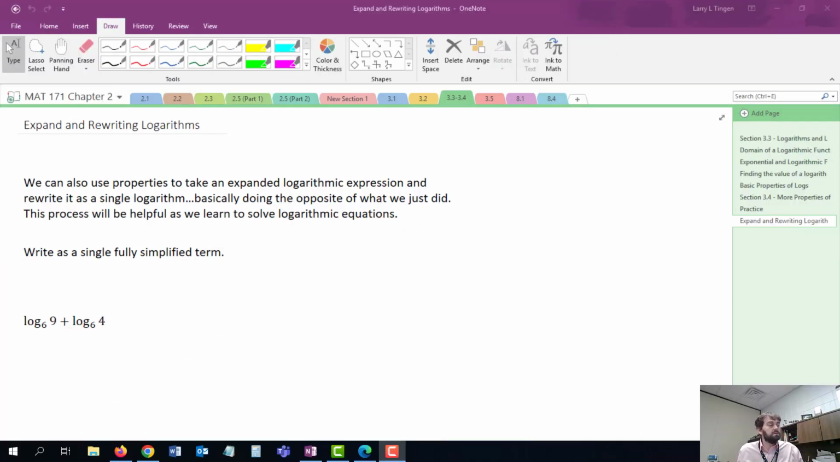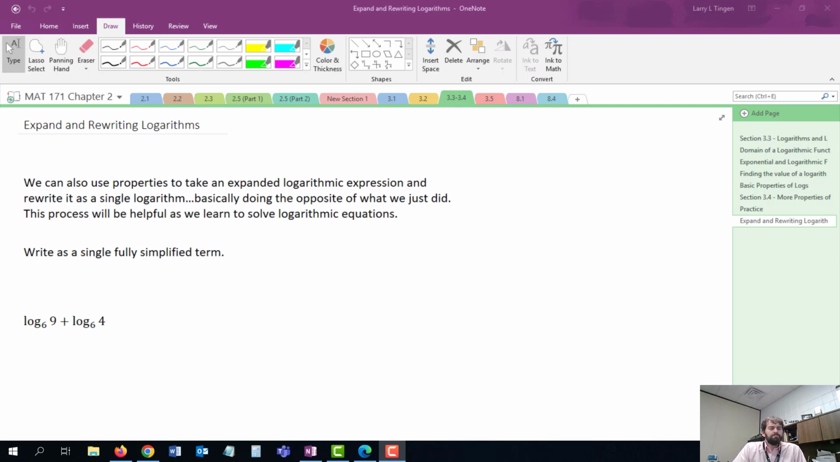All right, so last page of the 3-4 notes is we're going to go the opposite direction, and instead of taking a single log and expanding it out, I'm going to take a set of terms. I'm going to say where I have multiple terms with log in it, and I'm going to condense it, or compress it, rewritten as a single log. So we're just going to do the opposite of what we just did. First one, log base 6 of 9 plus log base 6 of 4.